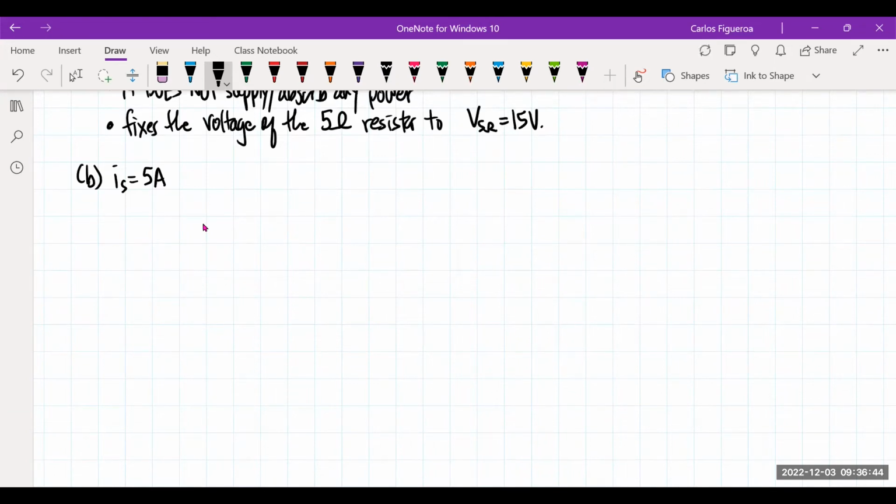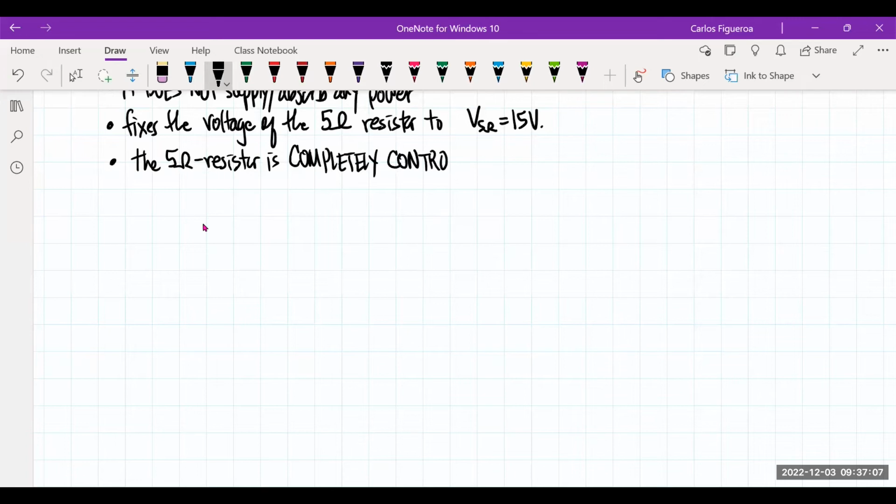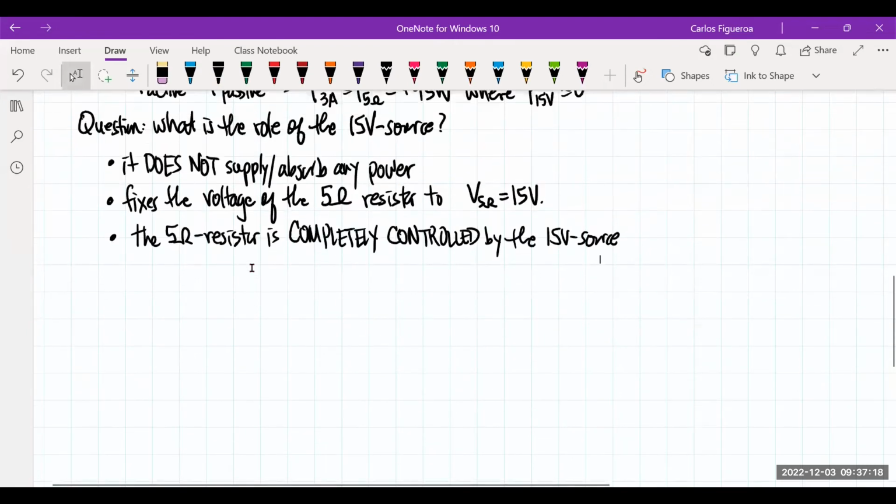You know, I should come back and say one more word here before I move on. What you're seeing here is that the 5 ohm resistor is completely controlled by the 15-volt source. I kind of said it, but I feel like I need to say it a little bit more clearly. Now let's go to B here.